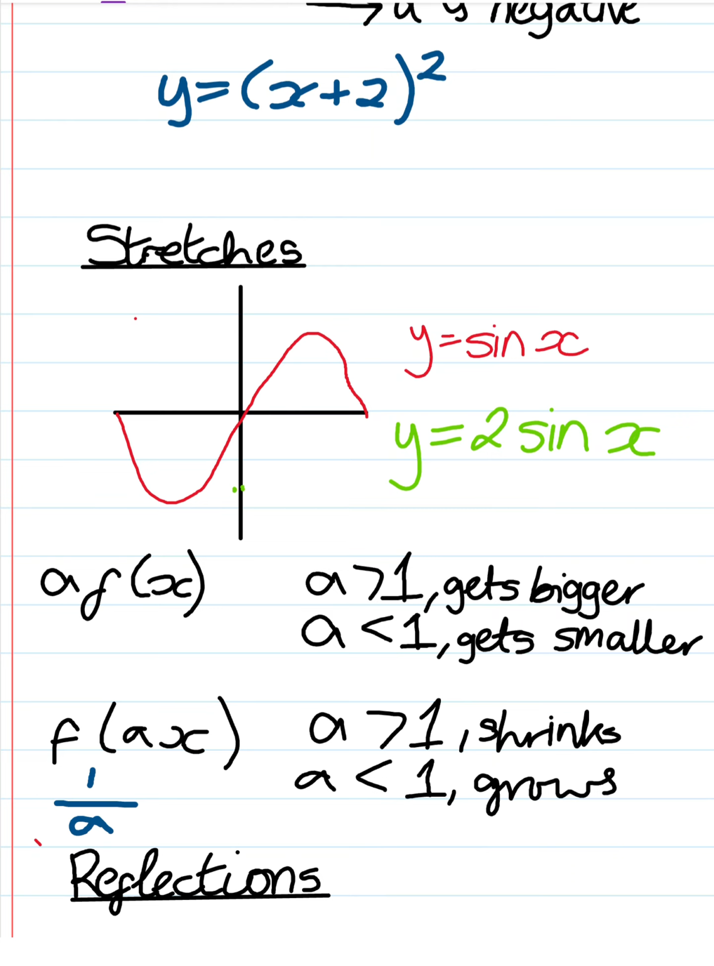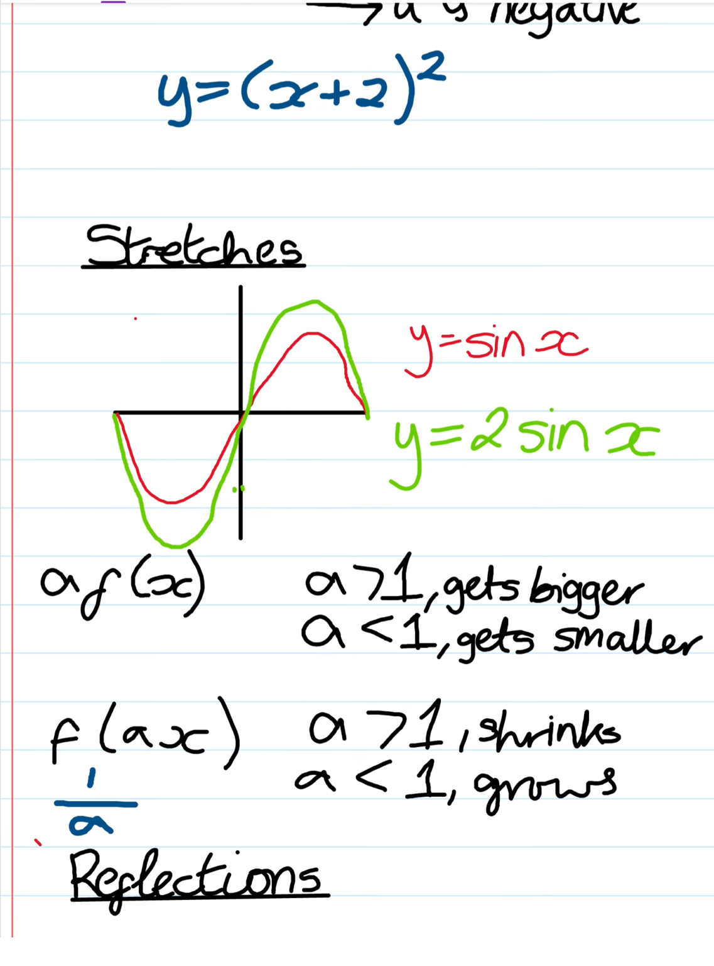As you can see, the a value in this case is 2. So all of the values are doubled, and we end up with a graph that looks something like this, because all of the y values have been doubled. It's now twice as tall.